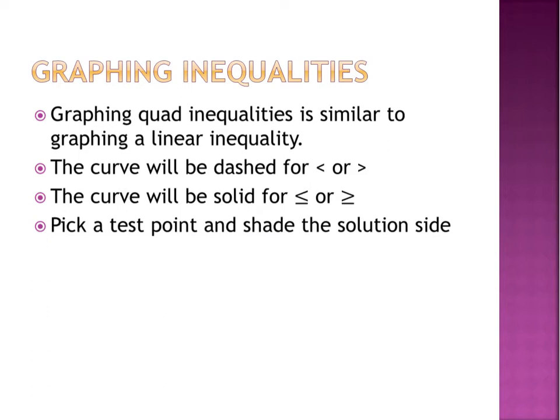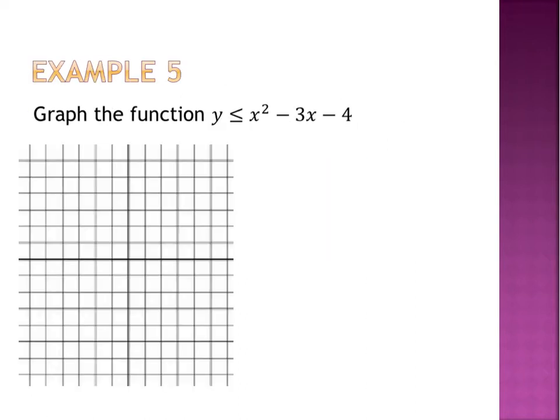If you recall, when we have a less than or a greater than symbol, we're going to use that dash line. Same thing, we're going to have a dash parabola. If we have a less than or equal to or a greater than or equal to, then we're going to use a solid line for our graphs. And then the last thing we're going to have to do is pick a test point and remember to shade the solution side of the graph. In this case, it might be either inside of the parabola or outside of the parabola. So let's go ahead and take a look at a couple examples.